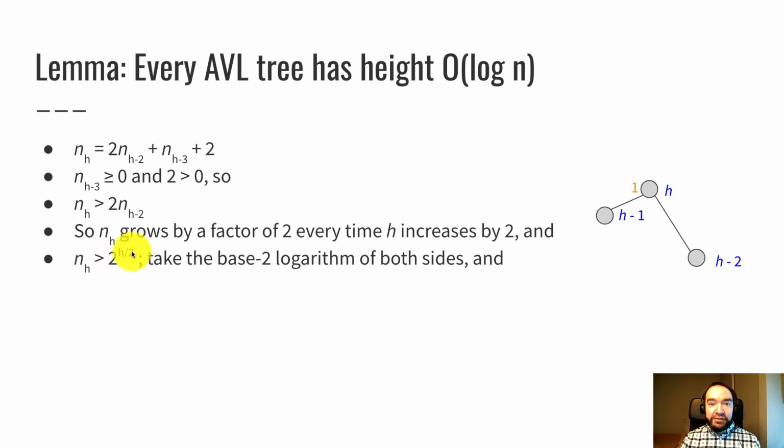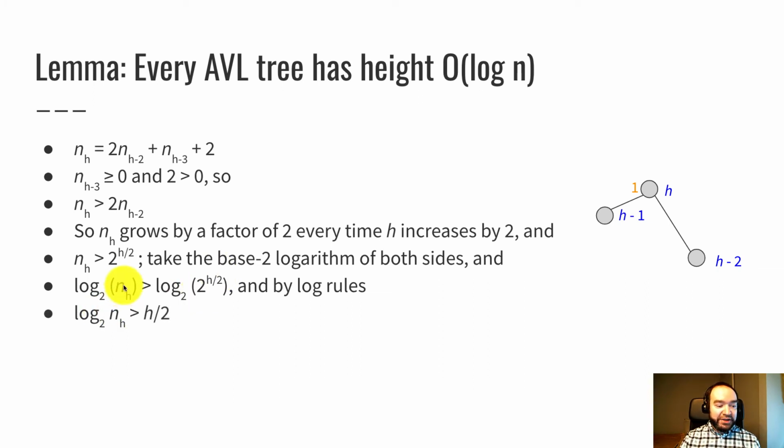Now we can take the base 2 logarithm of both sides. So I'm just going to take the log of the left and the log of the right. You get base 2 logarithm of n(h) is greater than base 2 logarithm of 2 to the h over 2. And by logarithm rules on the right-hand side, we can simplify this. Remember, there's a log rule that says if you have the logarithm base b of b to some power, the log base 2 and the 2 to the power cancel each other out. So log base 2 of n(h) is greater than h divided by 2.